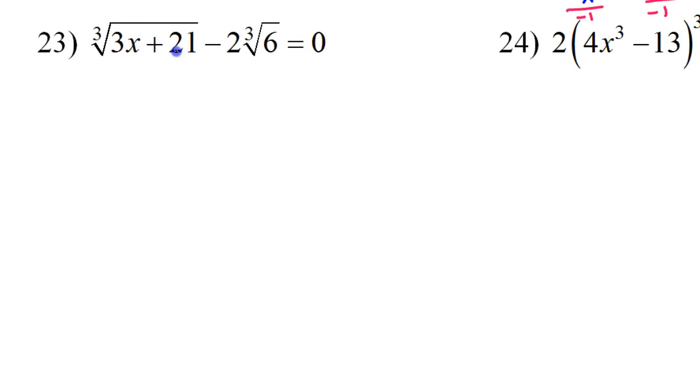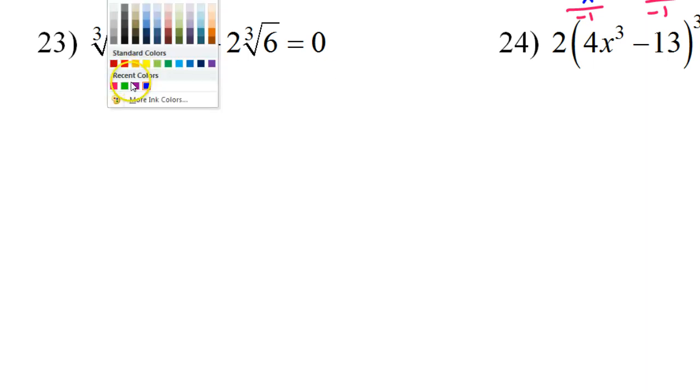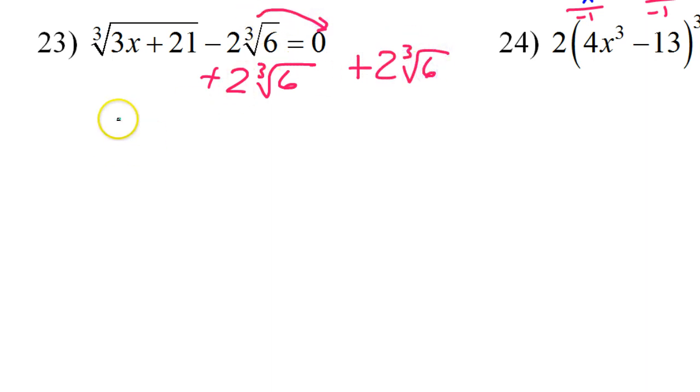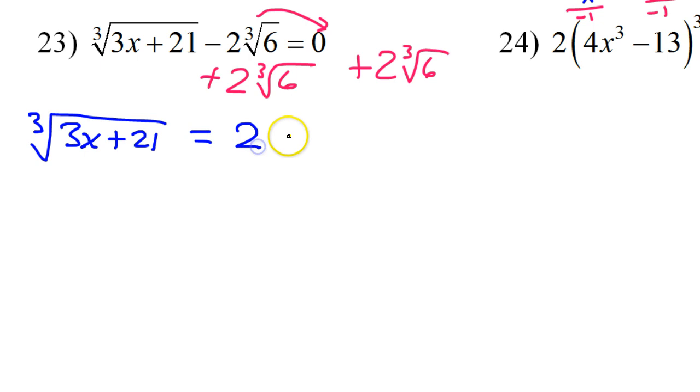The move you want to make is to just get these radicals on opposite sides of the equation. So I am going to add this whole expression to both sides. I'm basically just trying to move this over. So that is going to give me the cube root of 3x plus 21 is equal to 2 times the cube root of 6.